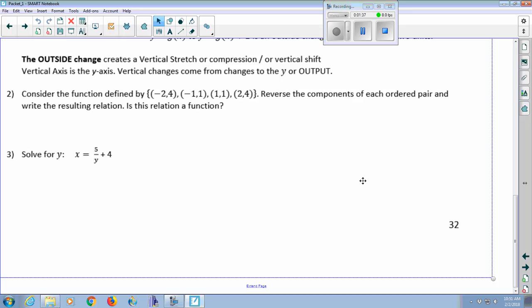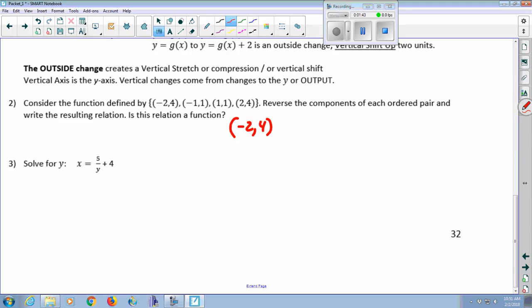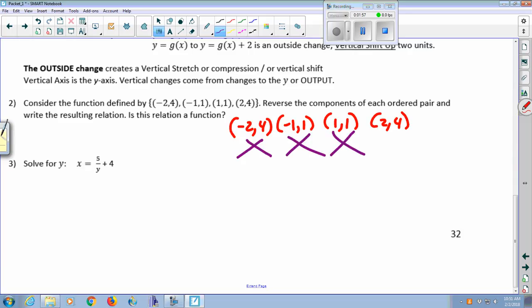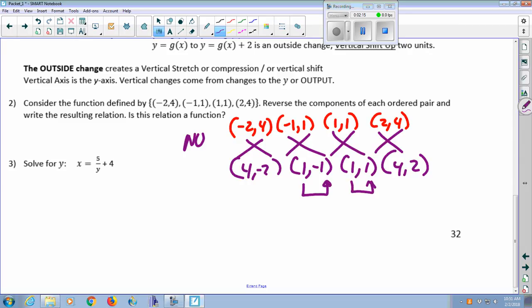So if we switch these components, let's take a look at them. We have -2, 4, -1, 1, 1, 1, and 2, 4. If we switch the components, the x and y's, on these ordered pairs, the question is, is the result a function? And I hope you answered no, because you see here that one has an identity crisis. One doesn't know who they are. In one pair, it's -1, and another pair, it's +1.